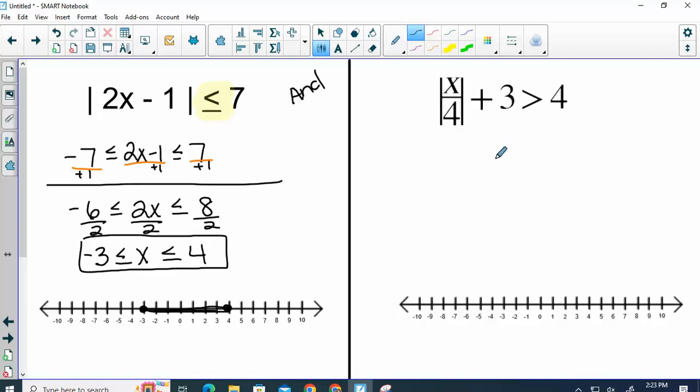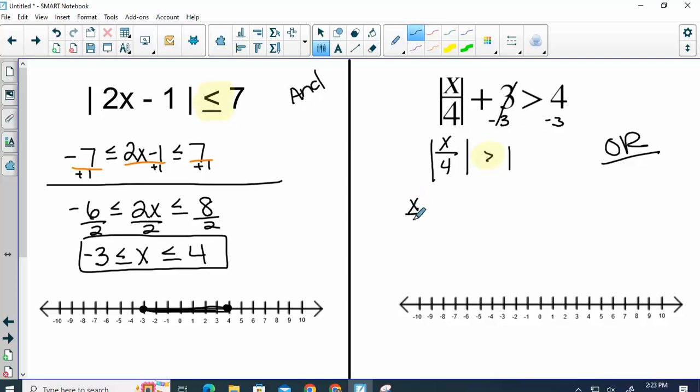Let's look at the second. What do we have to do before anything else this time? We have to have that absolute value by itself. So because there is a +3, I have to subtract that 3. So I have the absolute value of x over 4 is greater than 1. Greater, that is an or statement. So or says 2 separate ones.